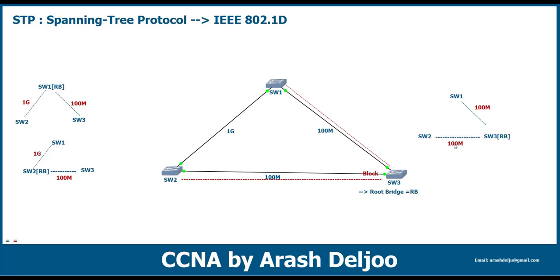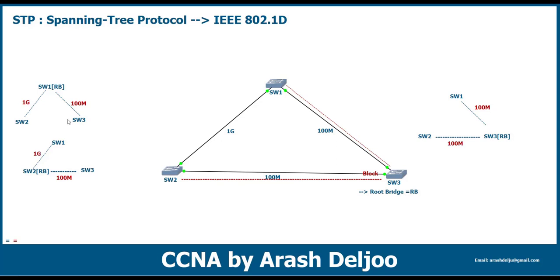Why? Because we don't use the 1 gigabit per second link, the link with the higher bandwidth, but we are using the links with the lower bandwidth. And you know that for primary links we want to use more bandwidth, and for secondary links we can use less bandwidth. For example, in this example, when we have switch 1 as the root bridge, we are using 1 gigabit per second. If the 1 gigabit per second link fails, we can use 100 megabit per second between switch 2 and switch 3.